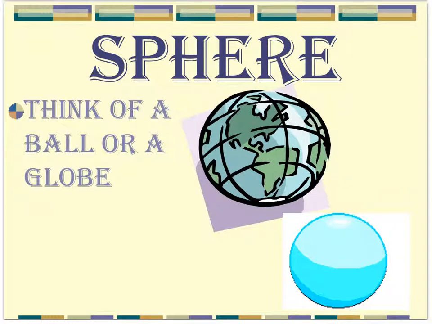And the last one is our sphere. So basically a ball, a globe. A three-dimensional circular object is what a sphere is. And we'll work more with these later on in the next coming sections.